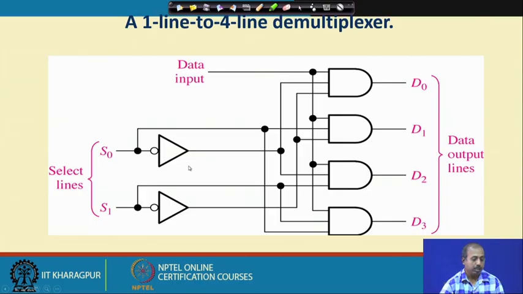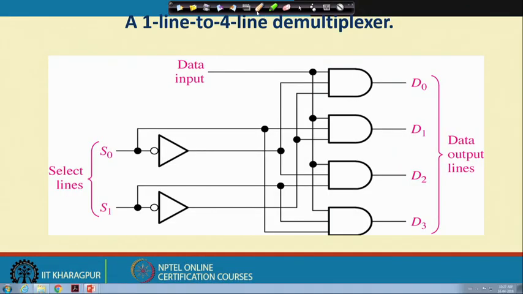Here you get a new notation: the bubble of the inverter is shown before the inverter. That is also quite common, so it does not matter. It is as if the input is inverted here and then buffered, or if the inverter is at the output, the input is buffered and then inverted. So, that way it is the same. Previously also we have seen that these bubbles can be put before the gate or after the gate. So, you have to go by the logic and say what function is realized.